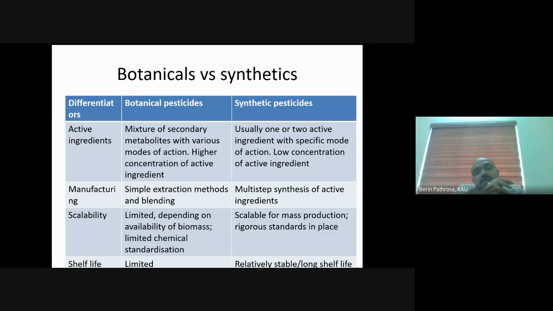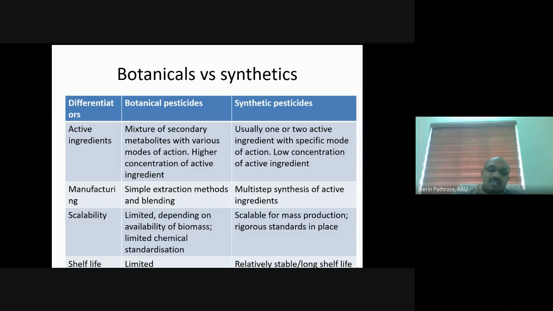And coming to the manufacturing of botanicals and synthetic pesticides, botanical pesticides can be manufactured pretty easily. A typical example is the preparation of neem seed kernel extract. We will take the neem seed, powder it, and soak it in water for 24 hours. We have extracted the botanical pesticide. But take the case of synthetic pesticide. We need to have heavy machinery. We have several chemical manufacturing steps to synthesize the active ingredient. So in botanicals, the preparation is pretty easy, but synthetic pesticide manufacturing involves several steps.